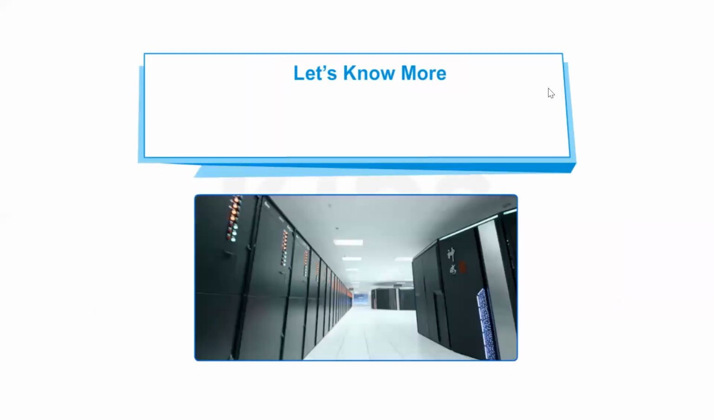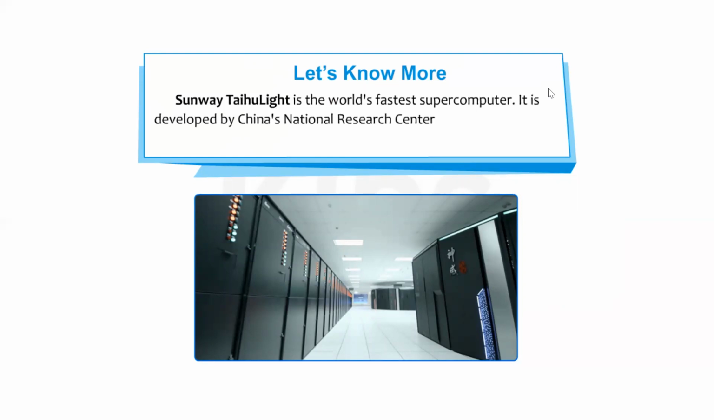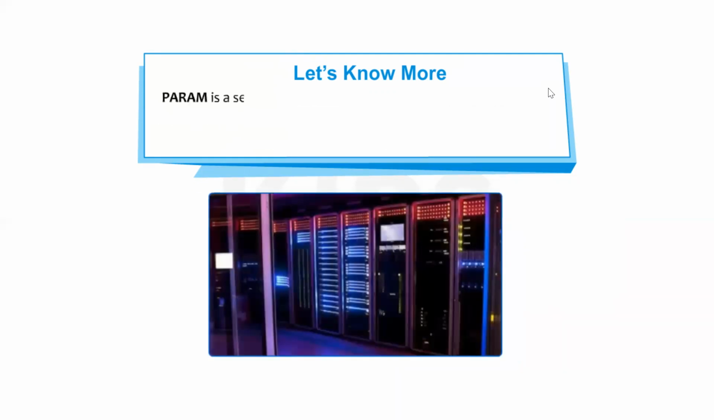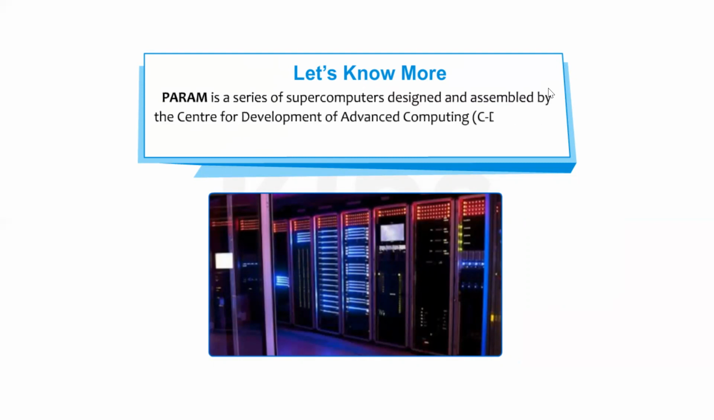Students, let's know more. Sunway TaihuLight is the world's fastest supercomputer. It is developed by China's National Research Center of Parallel Computer Engineering and Technology, NRCPC. Param is a series of supercomputers designed and assembled by the Center for Development of Advanced Computing, CDAC, India. The latest machine in the series is the Param Kanchenjunga.